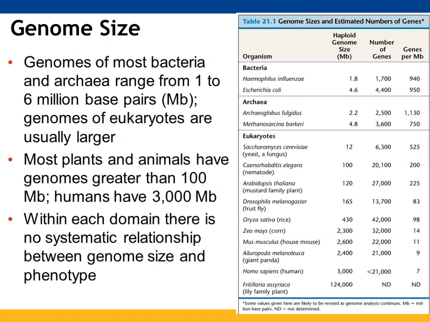Your genomes are going to vary in size. Bacteria and archaea range from anywhere from 1 to 6 million base pairs. Eukaryotes typically are larger. Plants and animals have genomes that are larger than 100 million base pairs. Humans have 3,000 million base pairs. There is no systematic relationship between phenotype and genome size.